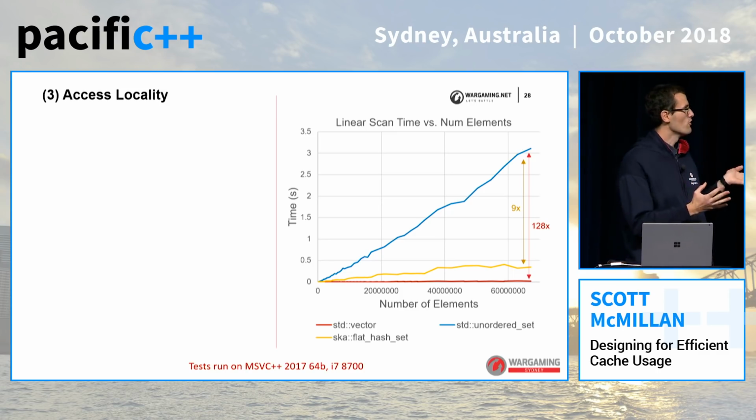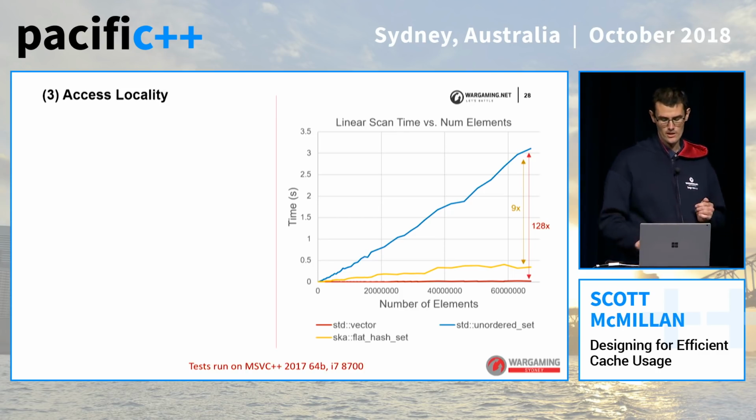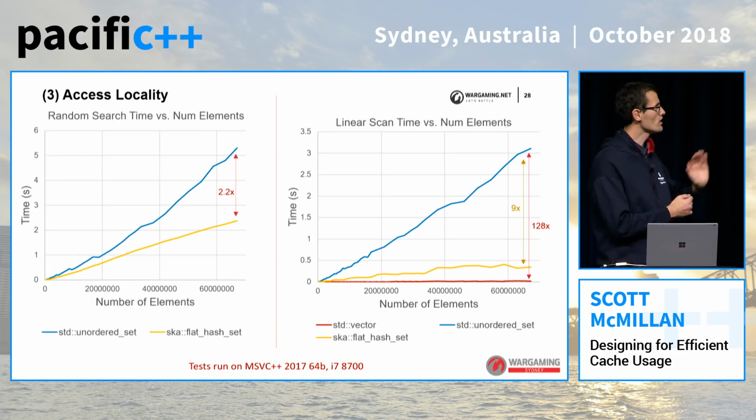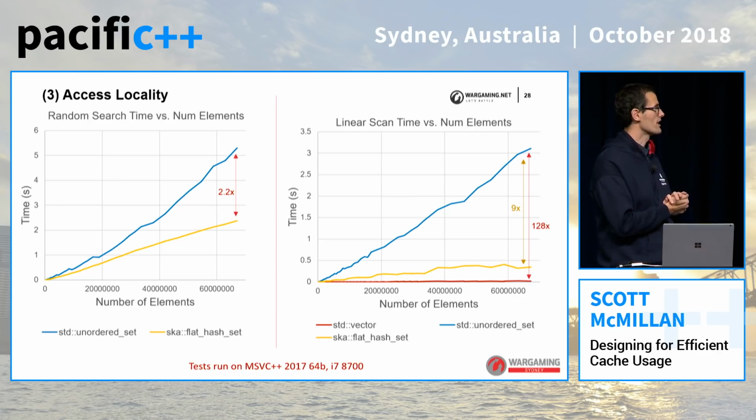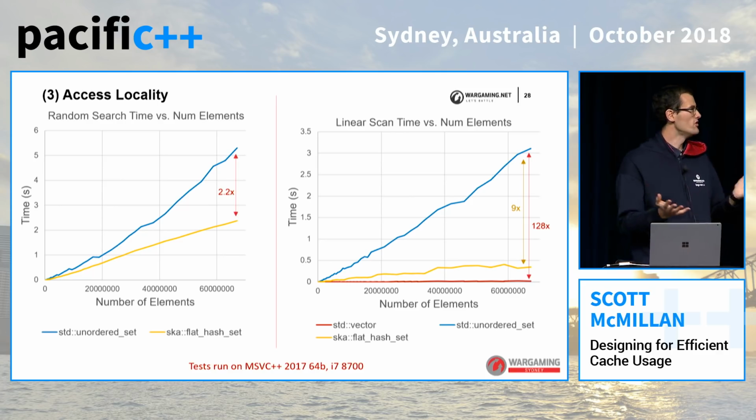So iterating over an unordered set might not be something that you even need to do. But when we look at the lookup performance of the scar flat hash set compared to the standard unordered set, we see that once we get up to the large cases where we can't rely on things being in cache and that sort of thing, the performance is over double.